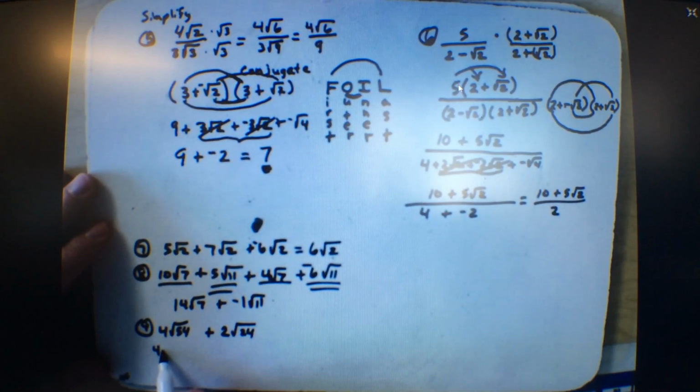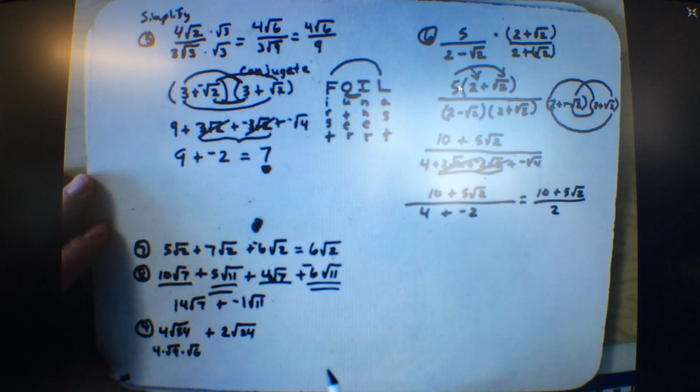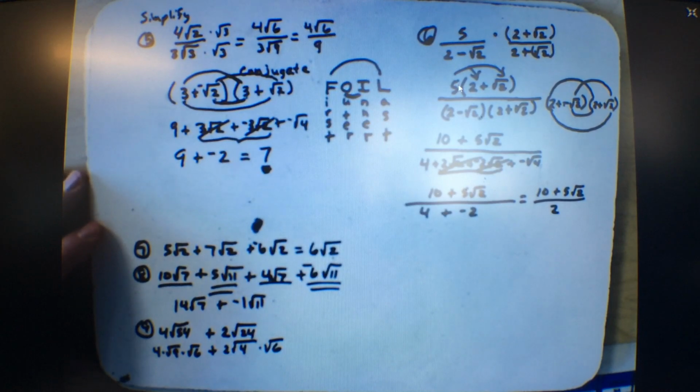54 has the square root of 9 times the square root of 6. Is that correct? And 24 has the square root of 4 times the square root of 6. Is that true? Both numbers can be broken down. All right.